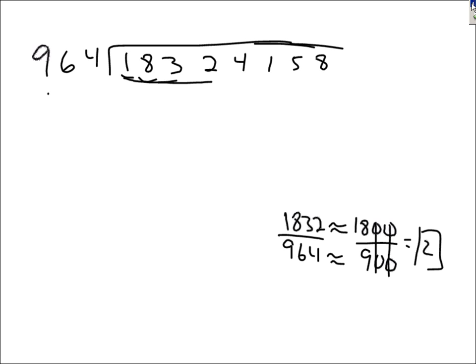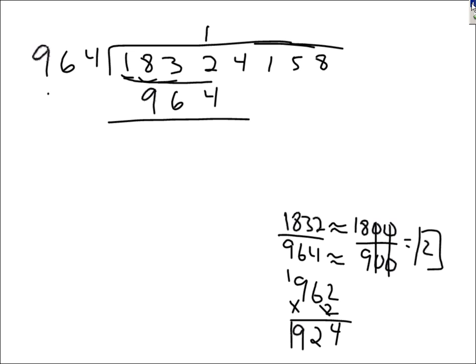Well, let's try that number. 964 times 2 will be 4, 12, 18 plus 1. 1924. That's too much. We only had 1832. So that means 2 is too much. We do 1 time. 964. If you subtract this, you get 868, I guess. 17. Yeah, you get 868. Bring down the 4.